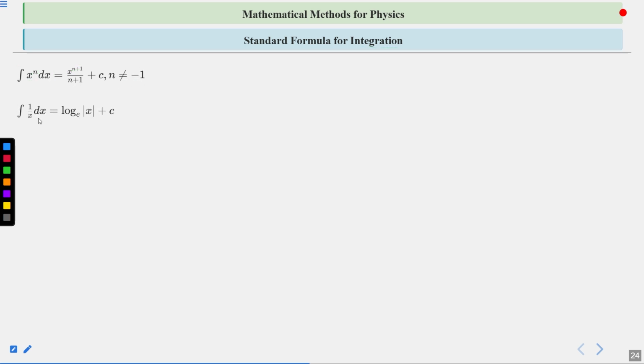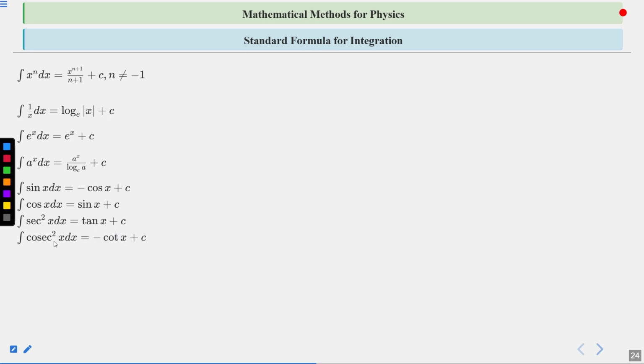Integration 1 upon x dx is equal to log e mod of x plus c. And integration of e raised to x dx is equal to e raised to x plus c. Integration of a raised to x dx is equal to a raised to x divided by log a, plus c. Integration of sin x dx is equal to minus cos x plus c. Integration of cos x dx is equal to sin x plus c. Integration of sec square x dx is equal to tan x plus c.